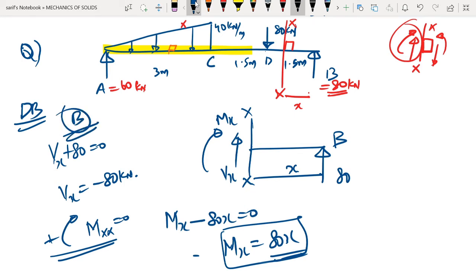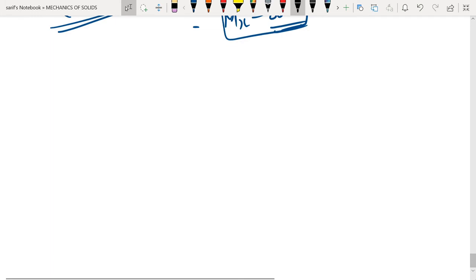So what we have done till now is we have developed expressions for shear force and bending moment for each of the three regions. The different regions are AC, CD and DB. So what we have to do now is we need to tabulate these values. So let us try to develop a tabulation form.